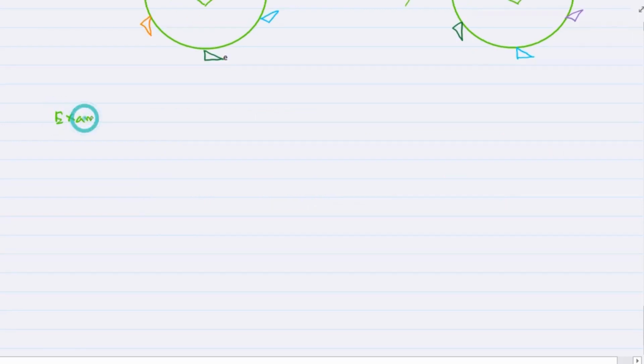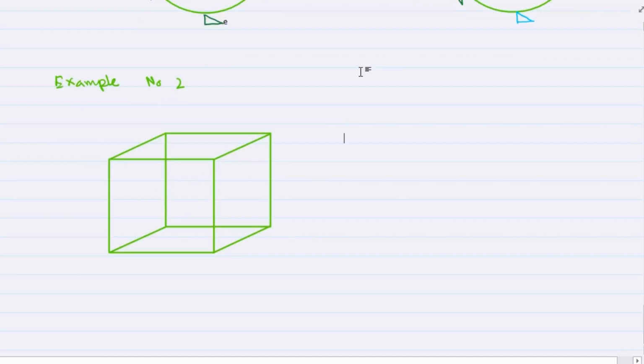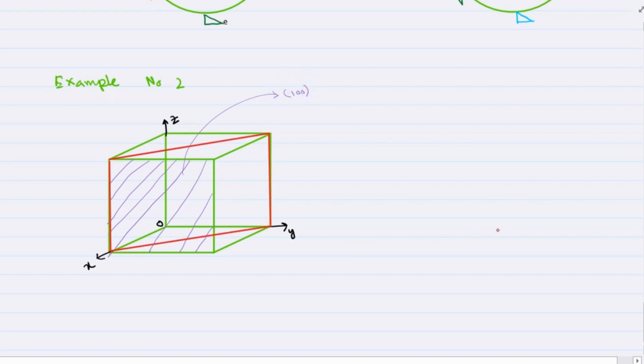Now we will move to a different type of example. We will take an example from inside a cube. So this is a specific cube. This is the origin. This is the x direction. This is your y direction. And this one is your z direction. So this specific side is your 100 plane. If you do not know about the crystallographic plane, we have some devoted videos on this topic on our channel. I will put the link in the description, you can check it out. So this is your 100 plane.